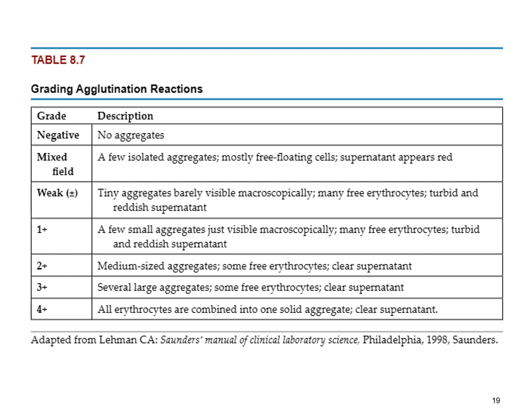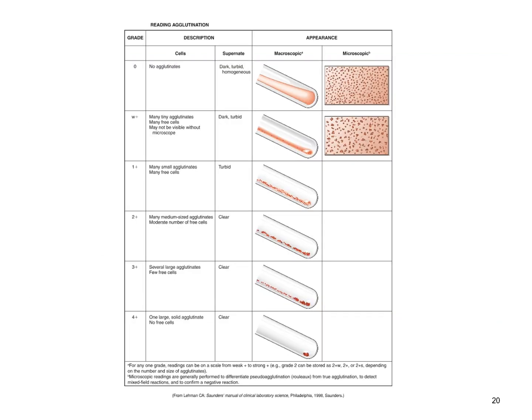You've got 1+, 2+, 3+, and 4+ reactions. And the 1+, the lower end, is basically you've got some very small clumps taking place, all the way up to one huge solid clump. So here again we have that divided out. The only thing is the mixed field is not included on this chart.